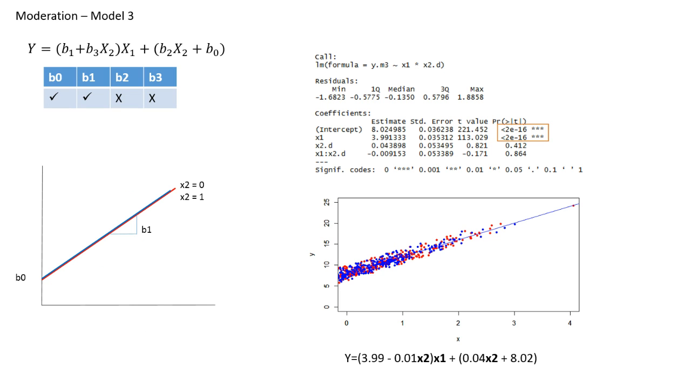Then I ran a third moderation model. In this model, I wanted a significant B0 and a significant B1, but a non-significant B2 and a non-significant B3. The graph shows what I expected my results to look like. Since B0 is significant, I expected the intercept when the moderator variable equals 0 to be greater than 0. But then I did not expect to see a shift in the intercept because B2 is not significant. Also, since B3, the interaction effect, was not significant, I did not expect to see a change in slope. So in this case, there should be the same slope when x2 equals 0 and when x2 equals 1.